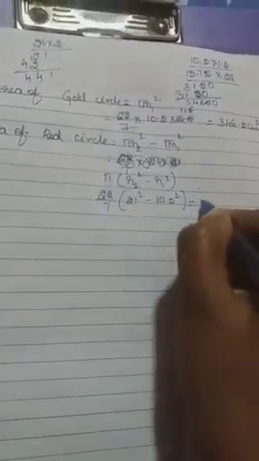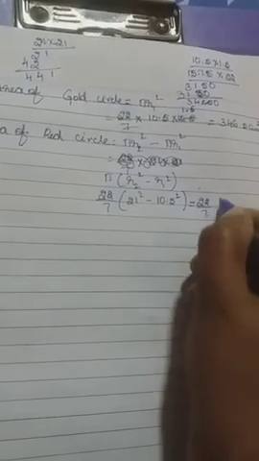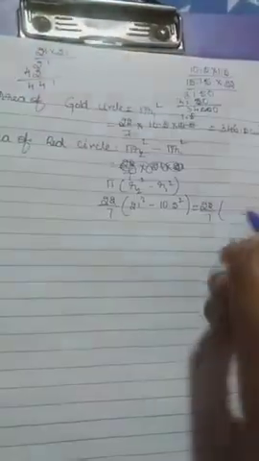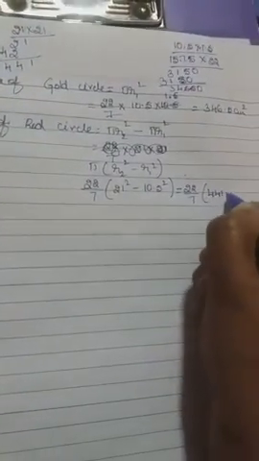1 ones are 1, 1 twos are 2. From 2, 2 ones are 2, 2 twos are 4. We got 1, 2 twos are 4, 2 plus 2 4, 4, so 441. Here 22 by 7 into 21 square, which means 441, minus 10.5 into 10.5.